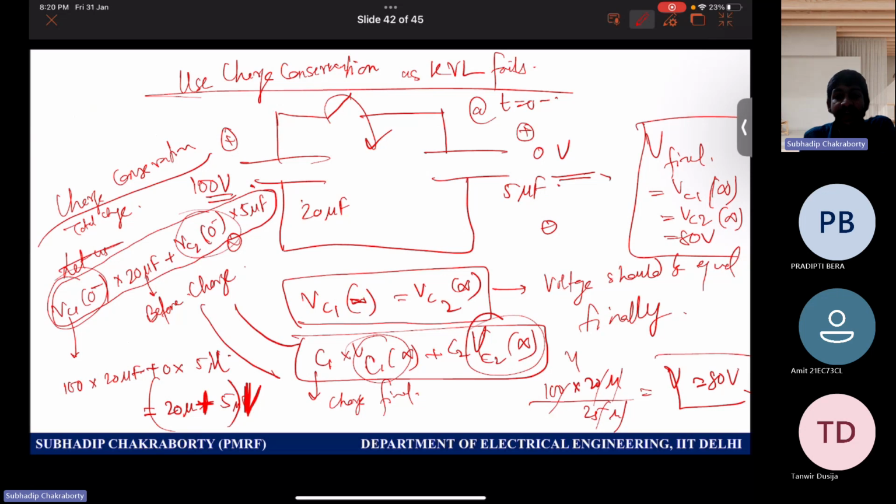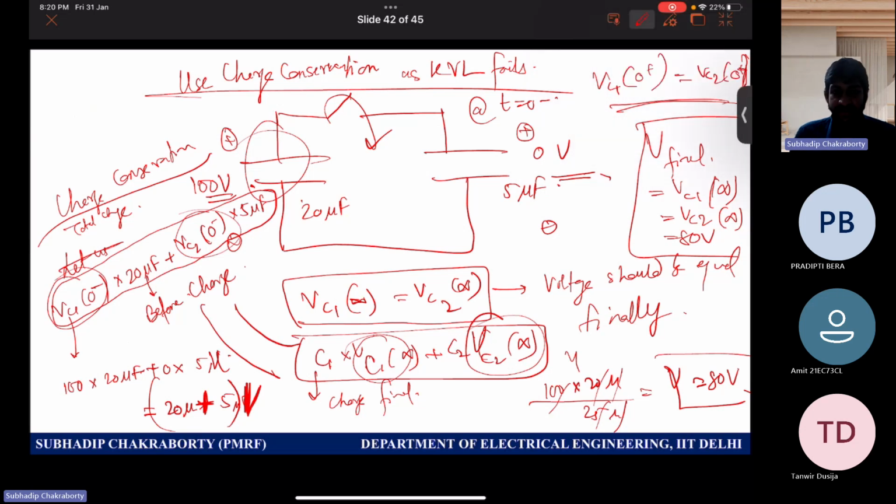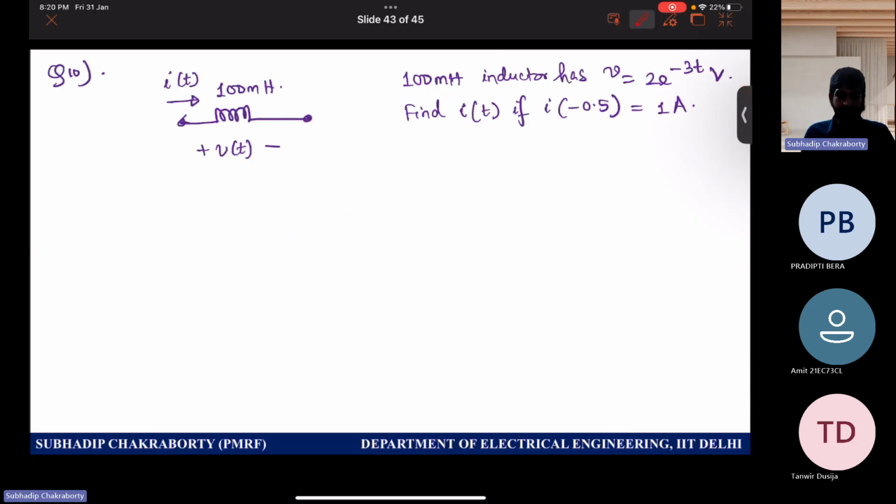So here you see KVL and those techniques don't work. You need to determine VC1 0 plus or VC2 0 plus, but the KVL method was not telling the correct one because KVL was not working there. So that model fails. So here you need to use the charge balance. Okay. Charge conservation is used only when KVL fails. Okay. This was one simple problem. Now, current through the inductor.